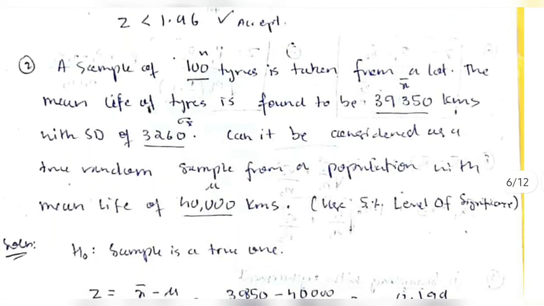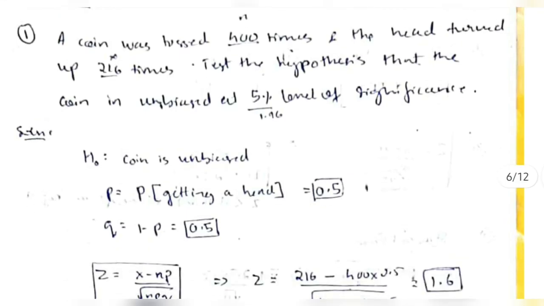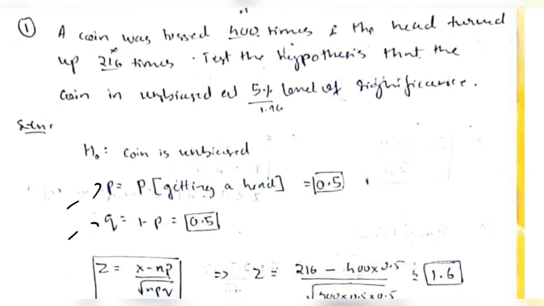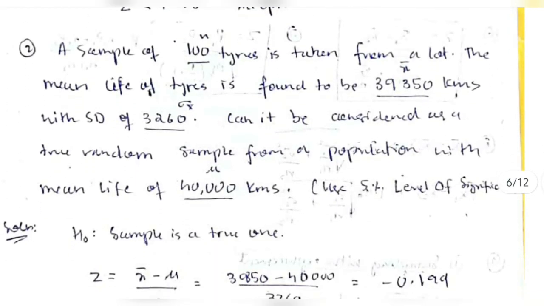Now sometimes they don't give the individual values like the success rate and the failure rate. At that time what will be given is x bar, meaning the mean will be given. For example: a sample of 100 tires is taken from a lot. The mean life of the tires is found to be 39,350. Observe the numbers carefully here. A sample of 100 tires was given, so 100 is small n, and the mean life was found to be 39,350. The mean life is given for the sample, so it is x bar.